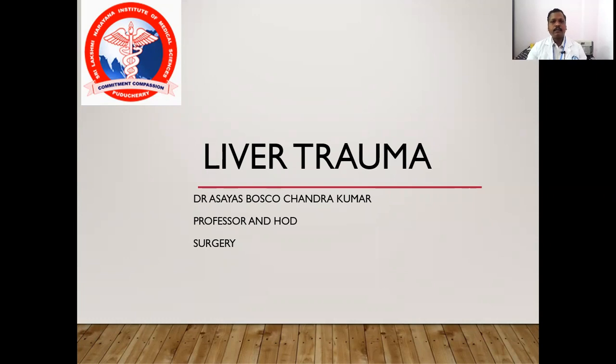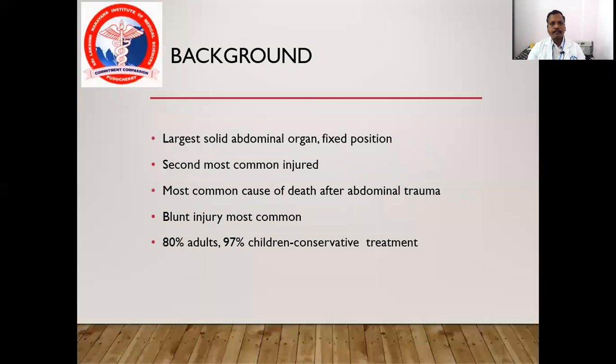Today's class is liver trauma. Coming to the background, the liver is a single large organ with a fixed position. In trauma, the second most commonly injured organ after the spleen is the liver. The most common cause of death after abdominal trauma is also liver trauma, and the most common mode of injury is blunt injury.